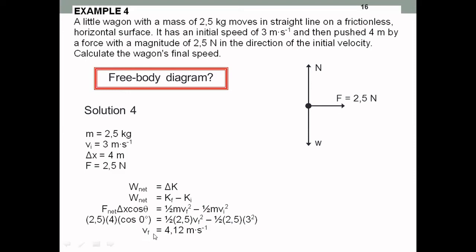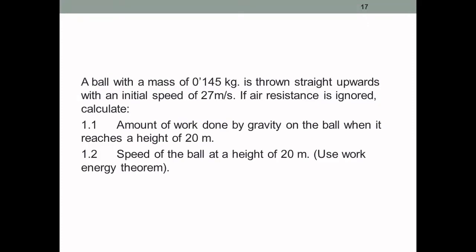The initial velocity is 3 squared. Then we make V final the subject of the formula. We take this term to the other side. Then after that, we multiply both sides by 2 and divide by 2.5. Then we get 4.12 meters per second. That is the final speed.